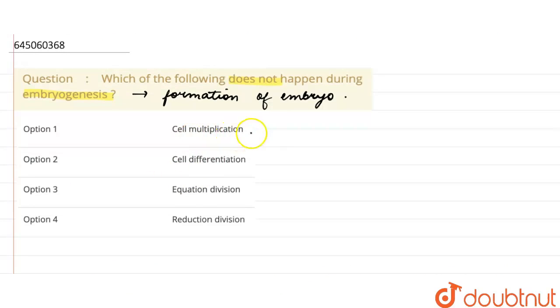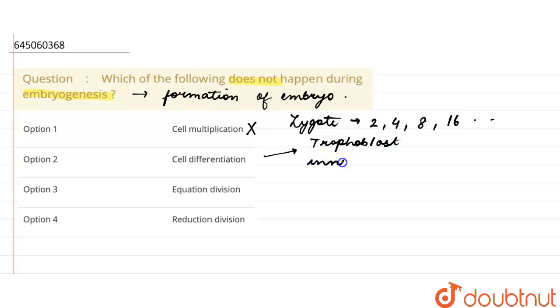The first is cell multiplication. So that is also happening during embryogenesis, right? Cleavage is taking place and cells are multiplying, right? From a single cell zygote, we have a 2 cell stage, then 4 cell stage, then 8, 16, 32 and so on, right? So cell multiplication is taking place. So this is not our answer. Then cell differentiation, that also we see, right? In the blastocyst stage of the zygote, cell differentiation takes place. We have trophoblast and inner cell mass, right? And this inner cell mass then divides further to form the embryo, alright? So this is also not our answer.